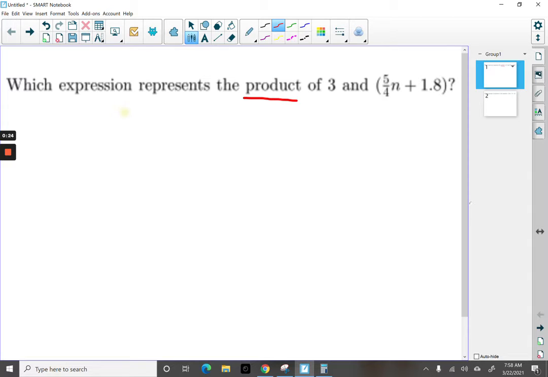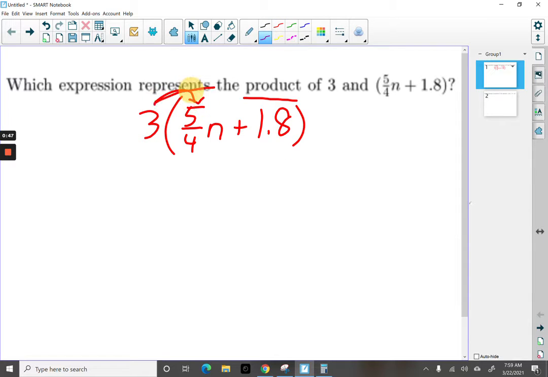Or it can be written as a number outside of a parentheses. Both of these, if we see them written, represent multiplication. And what we are actually doing here is multiplying this number on the outside by both terms inside our parentheses. So what I'm going to do is I'm going to say, you know what?